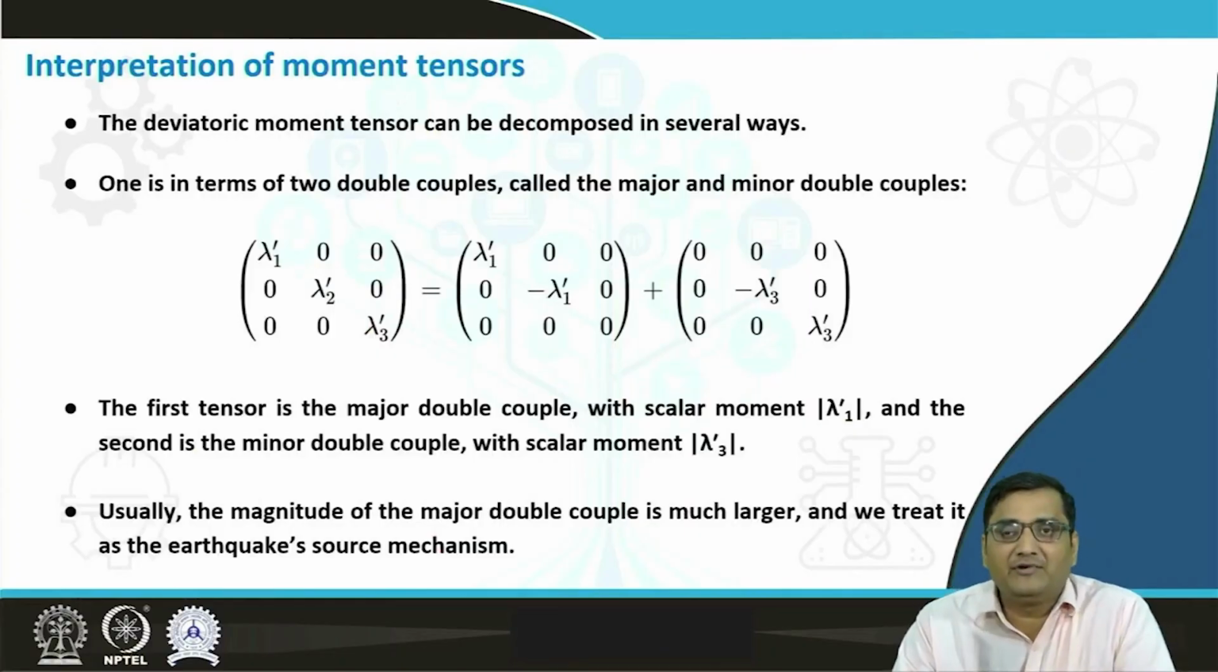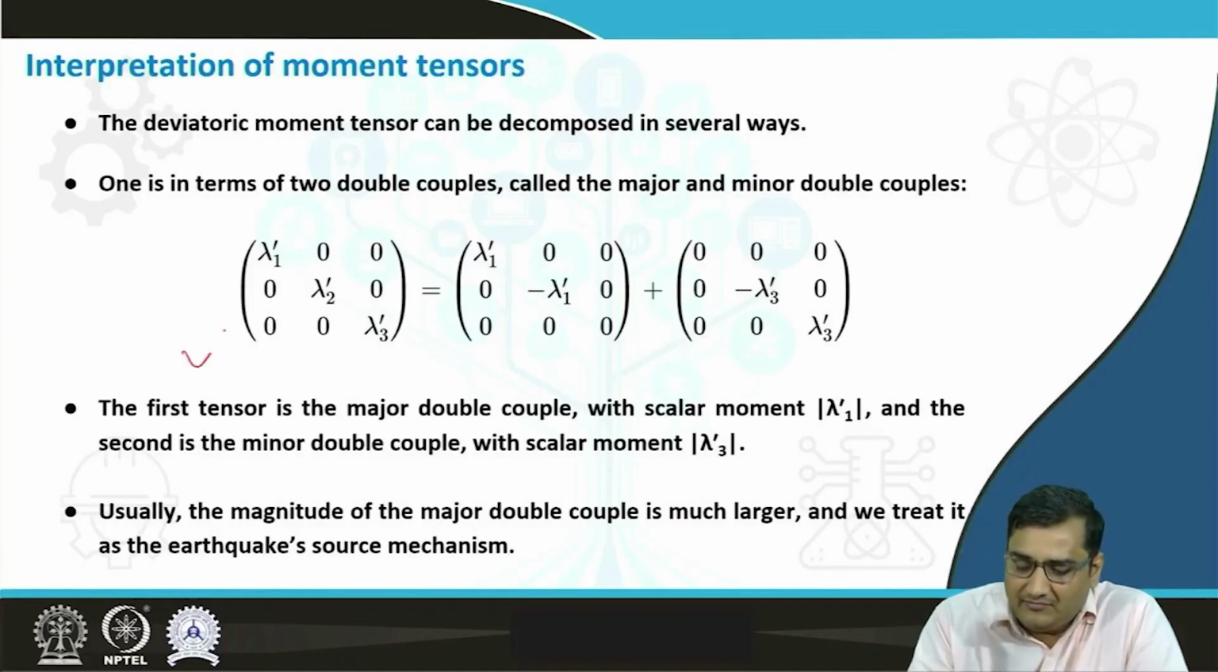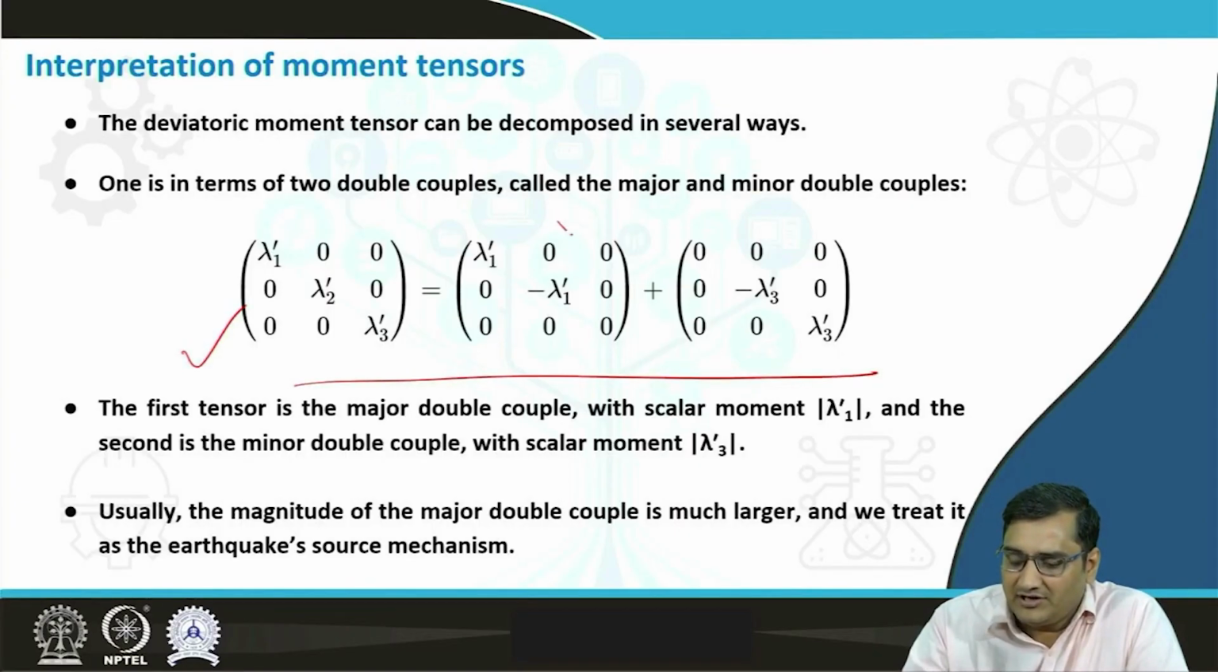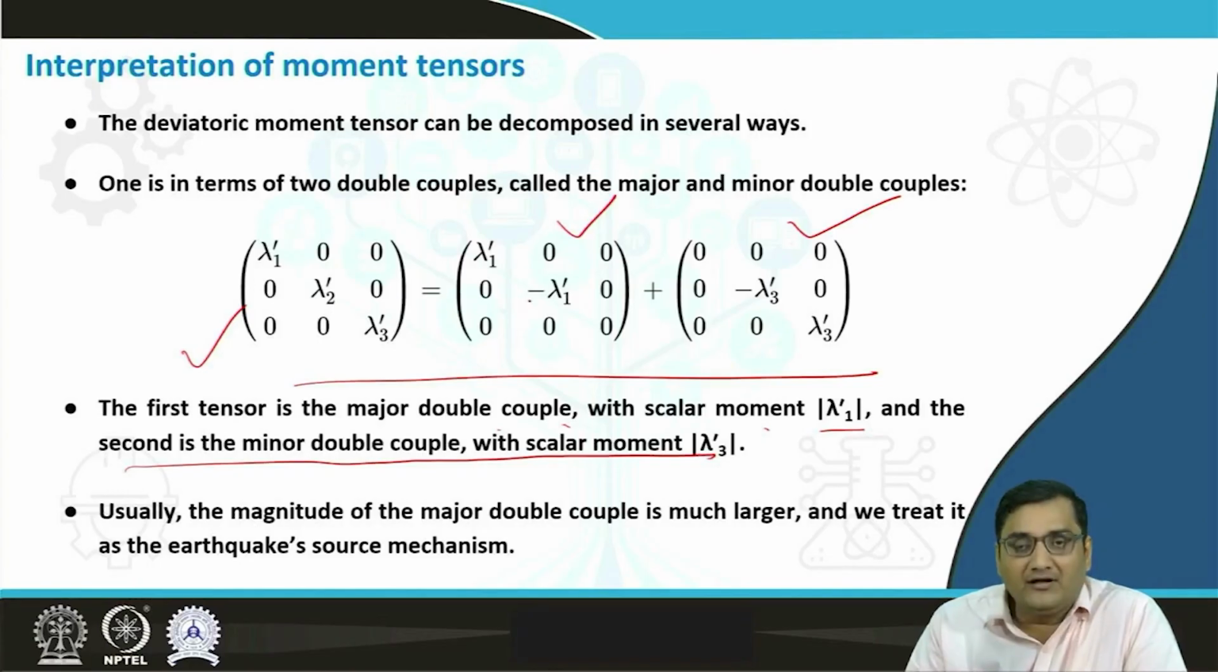And this deviatoric moment tensor can further be decomposed in several ways, and one of the ways is to decompose it into its major and minor double couples. When we decompose it, it will look something like this. This is your major double couple and this is your minor double couple. The first tensor is the major double couple with scalar moment lambda 1 dash, and the second, the minor double couple, has scalar moment lambda 3 dash. The major double couple is generally much larger than the minor double couple, so we treat the major double couple as the earthquake's source mechanism.